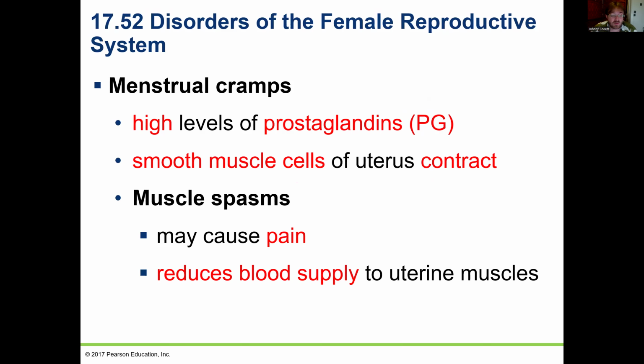Now, menstrual cramps. This is when you end up with really high levels of prostaglandin inside of the smooth muscle. So, when subject to high levels of prostaglandin, the smooth muscles of the uterus are going to contract. Muscular spasms are going to cause pain, and they're going to reduce the blood supply to the uterine muscles, which is in turn going to cause cramping because of oxygen deficiency.